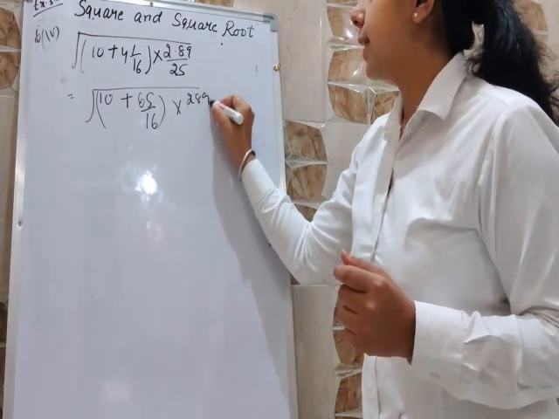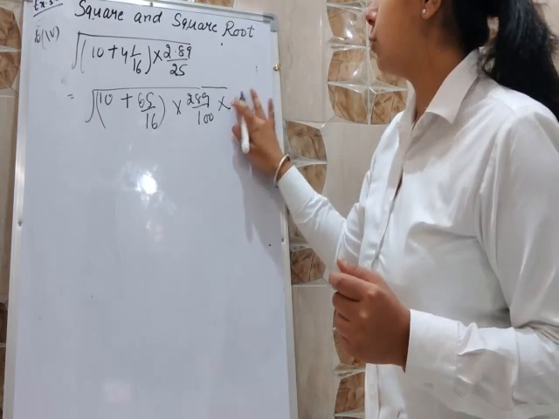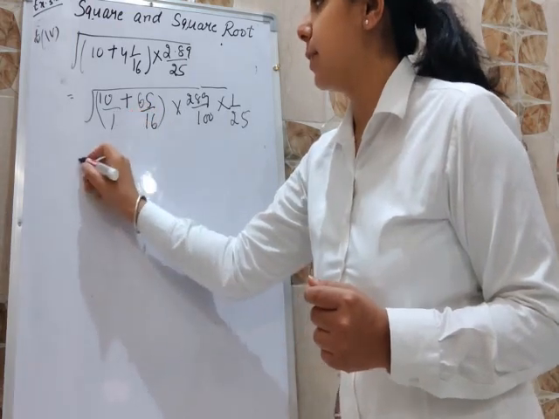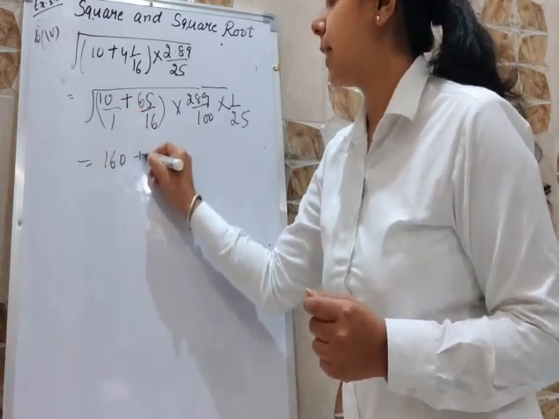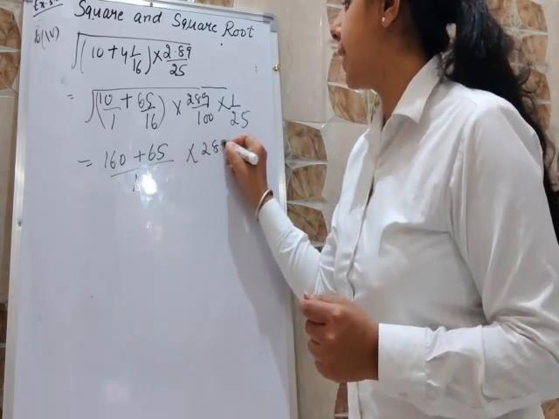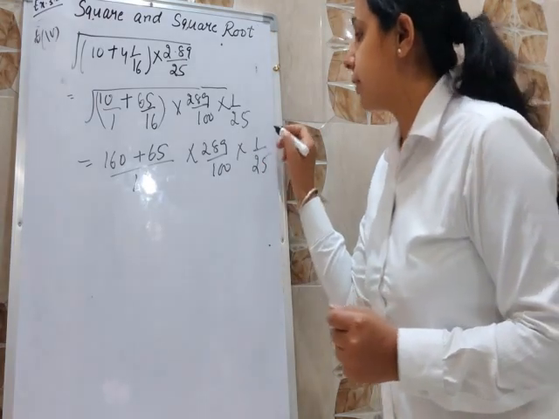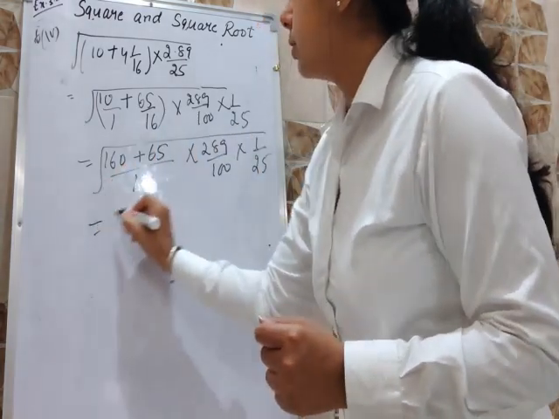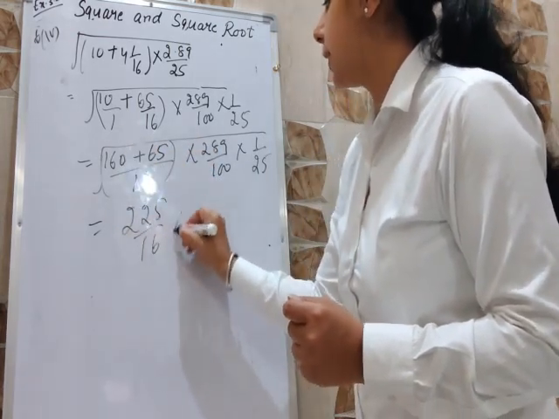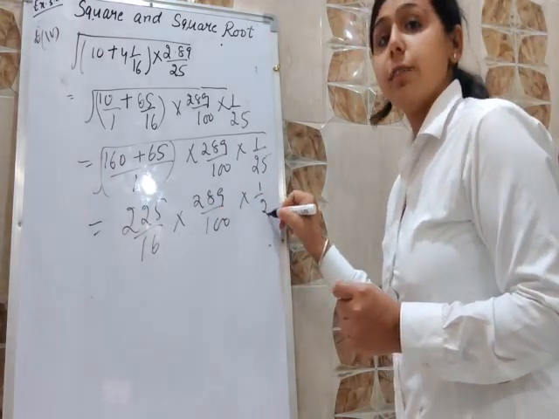So here you will get 65 over 16, that is in the bracket. Multiply 289 by 100. Multiply 21 over 25. So first of all, take the LCM here. You will get 160 plus 65 divided by 60, multiply 289 by 100, multiply 1 by 25. So after addition, you will get 225 over 16, multiply 289 by 100 and multiply 1 over 25 here.